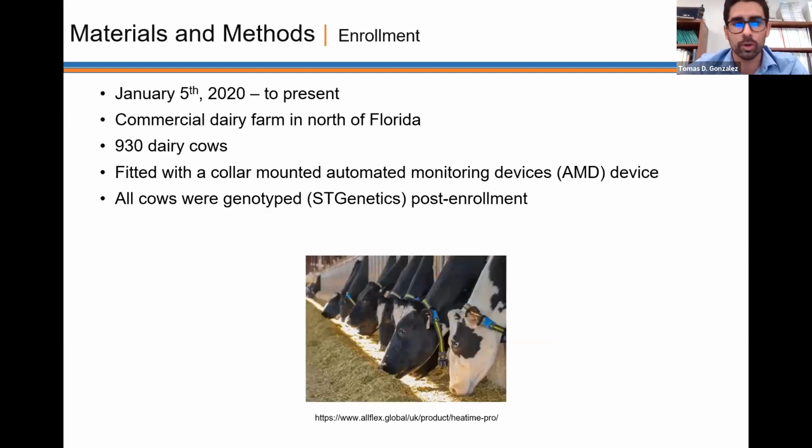Our trial or project is really important. Our trial is still running, so some of the data we're going to see today is final data, and some of the data is preliminary. We started this project on January 5th, 2020. We used a commercial dairy farm in the north of Florida, in the north of the state. In our project, we have 930 dairy cows, and all these cows were fitted with a collar, a device for heat detection, and all the cows were genotyped. This was post-enrollment, which is something important too.